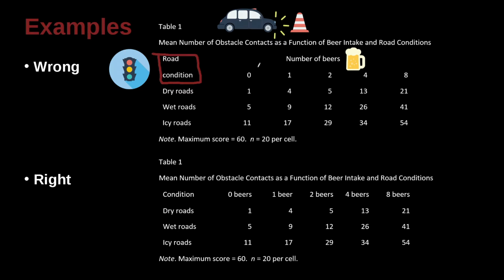And these are means. So that helps us understand that inside this table are these means. Okay, down here is road condition, and then here's number of beers. It's getting a little bit hard to understand. I think this is number of beers. 0 beers, 1 beer, 2 beers, 4 beers, 8 beers.